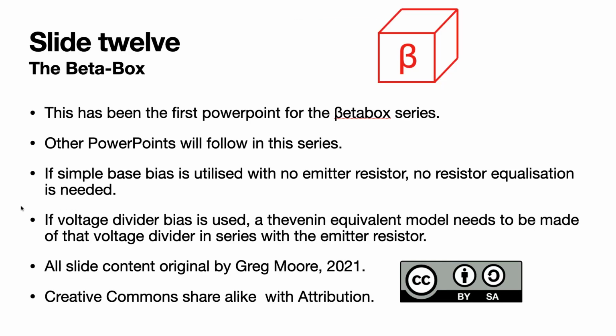Okay, just in summary, it's been the first PowerPoint for the BetaBox series. Other PowerPoints will follow in the series. If simple base bias is utilised with no emitter resistor, no resistor equalisation is needed, which makes it very, very simple to work out. If voltage divider bias is used, a Thevenin equivalent model needs to be made of that voltage divider in series with the emitter resistor. That'll be in the second video.